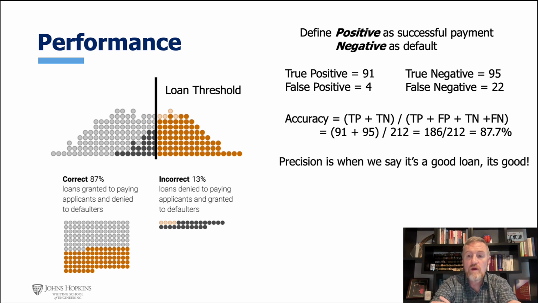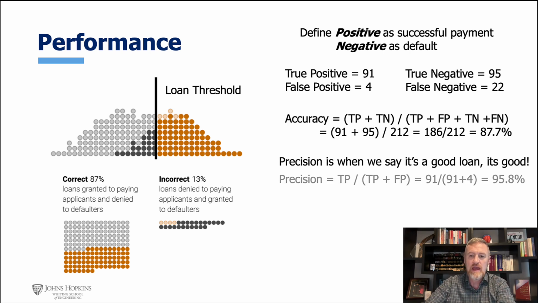Now, when we're talking about AI and machine learning, we tend to prefer other measures that are more descriptive and give us greater intuition on how the classifier or the model is performing. The first is precision, which is really saying when I say it's a good loan, it's a good loan. How accurate are we at saying, yeah, this is a good loan? We define that as the true positives divided by the true positives and the false positives.